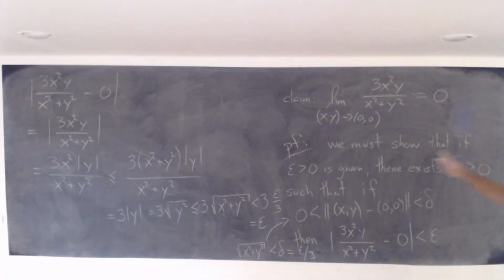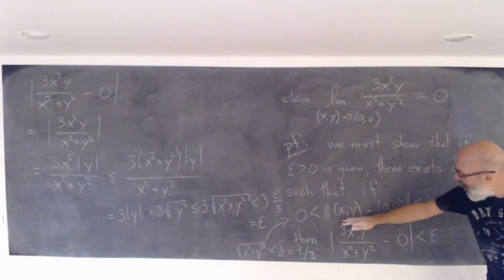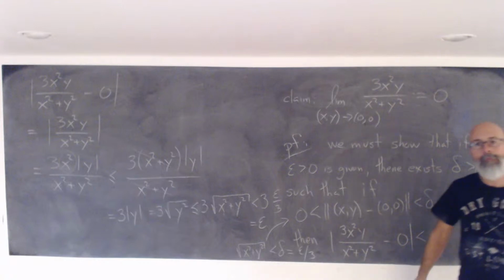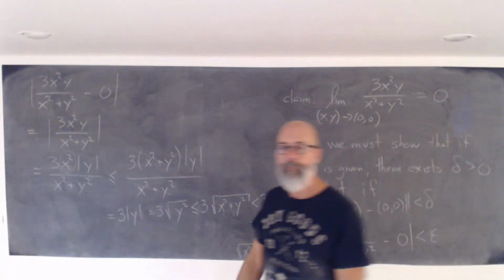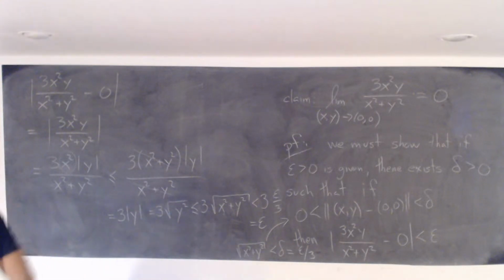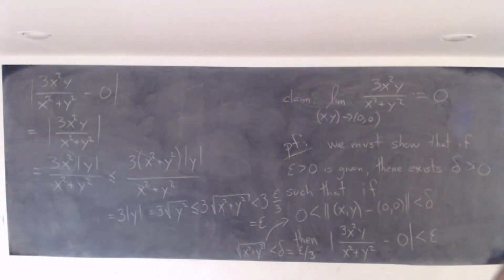You have shown that you can choose a delta, namely epsilon over 3, such that if this is less than delta, then that is less than epsilon. So the limit exists and is 0. The limit is 0.